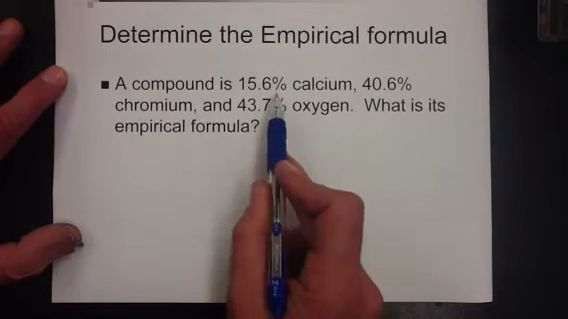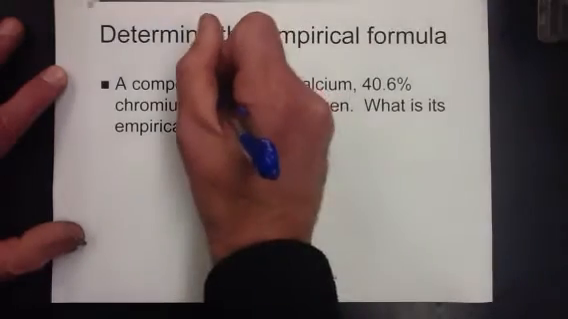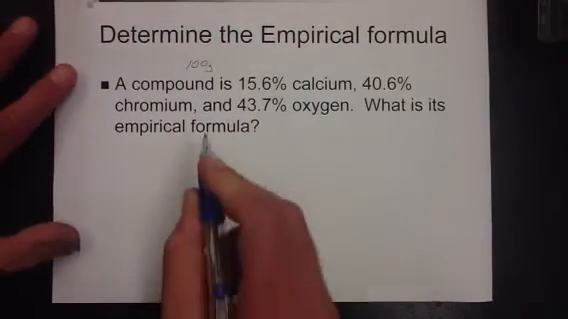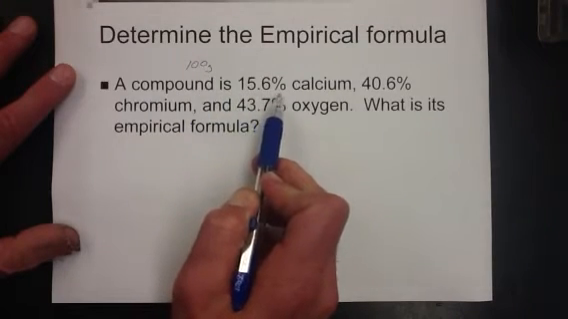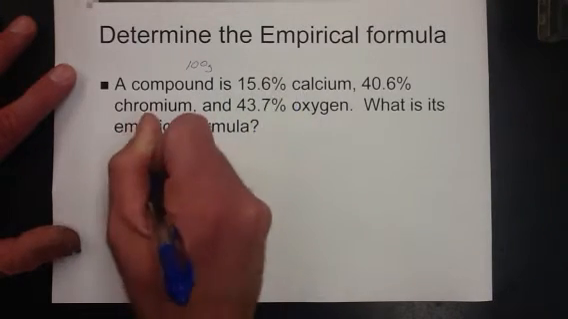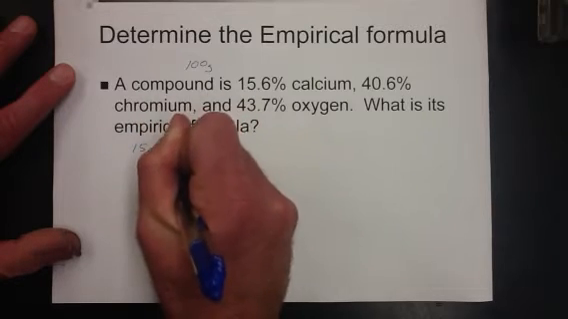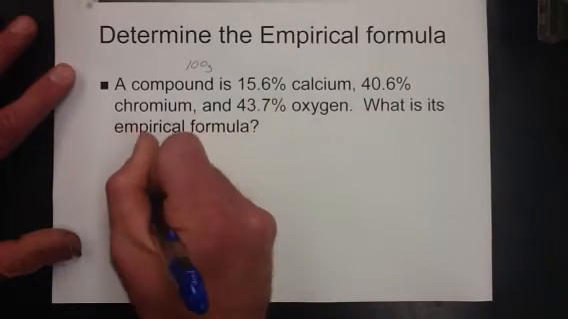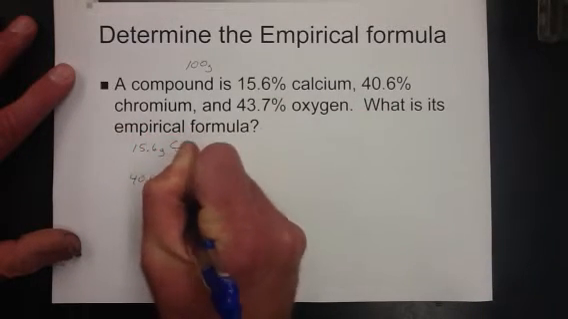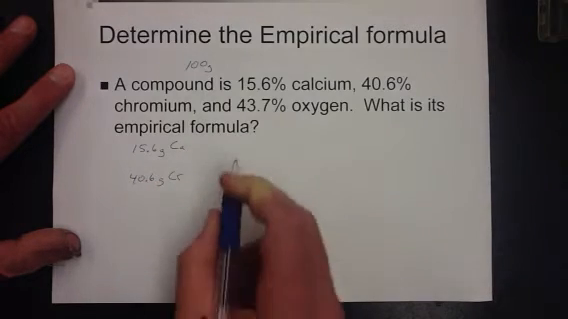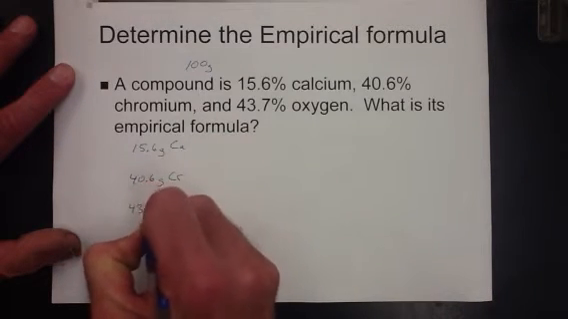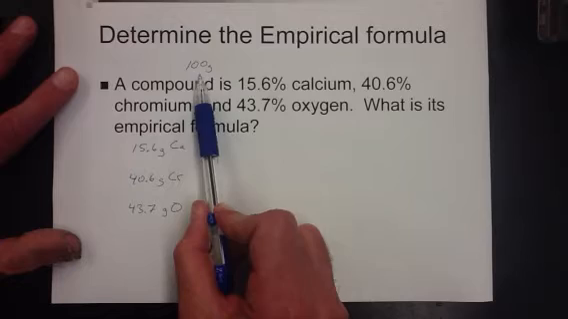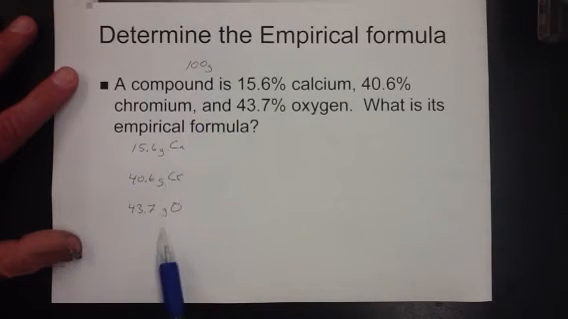The difference here is that we're given percentages. So when you're given percentages, we're just going to pretend we have a 100-gram sample to make our calculations easy. If you had a 100-gram sample and 15.6% of it was calcium, then you would have 15.6 grams of calcium. You'd also have 40.6 grams of chromium, and you'd have 43.7 grams of oxygen. So I'm just going to assume that I have a 100-gram sample, and then I'm going to take all my percentages and change them into grams.